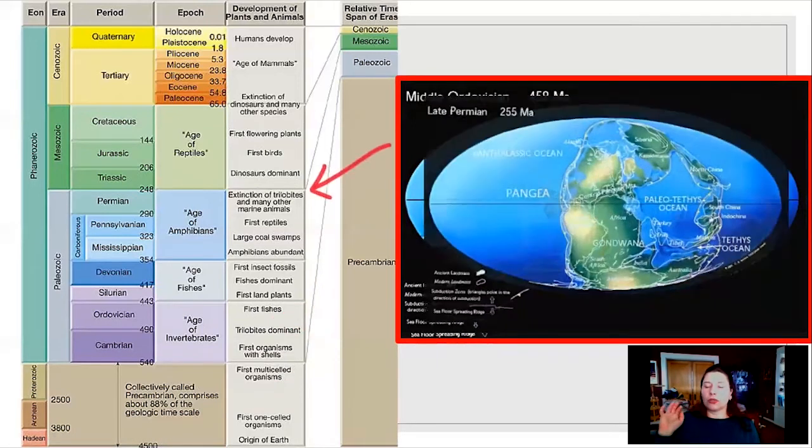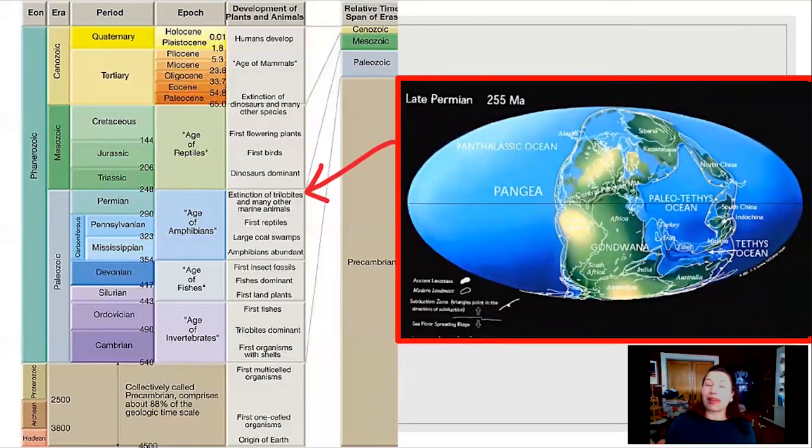Then we get into, sorry, I'm still working on learning my animations here. In the late Permian, we can kind of consider this the age of amphibians, and actually I'd call the Permian more of the age of reptiles. Really, they were not quite at dinosaurs yet. That's going to be a little bit later. But during the Permian, we have something very cool happening.